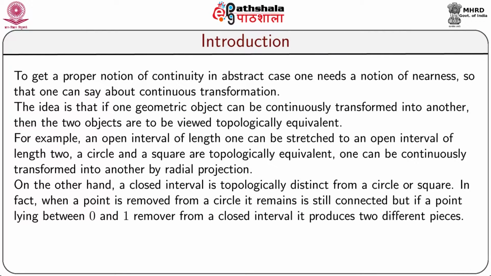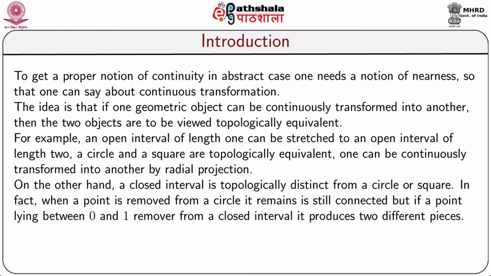In order to get the notion of continuity in the abstract case, one needs a notion of properly defined nearness, so that one can talk about transformations of geometric objects which preserve nearness. The idea is that if one geometric object can be continuously transformed to another, then they will be equivalent. For example, let us consider a circle. If we observe closely, that circle can be continuously transformed to a square or a triangle. So, they are topologically equivalent.